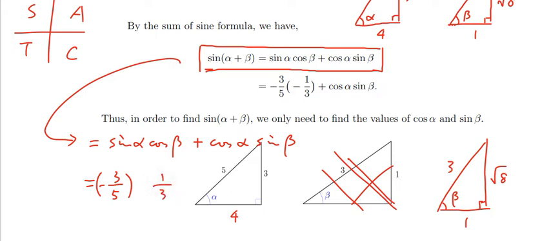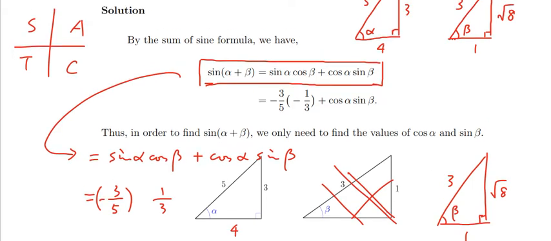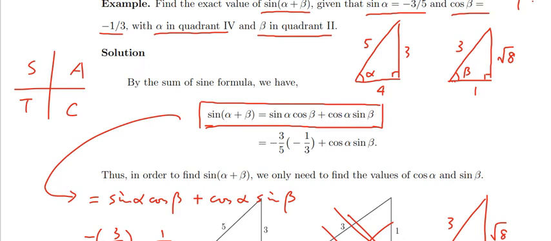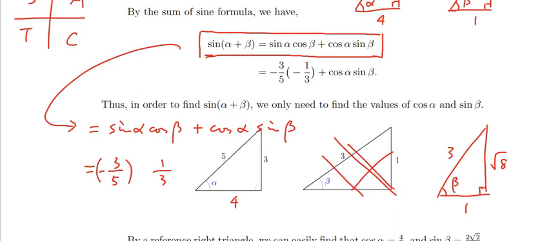1/3. So this cosine beta is positive or negative? We need to check where the location is. Where is beta? Beta is in the second quadrant. So we know cosine is negative, right? Cosine is negative.